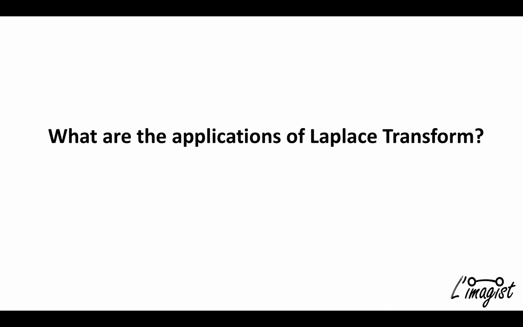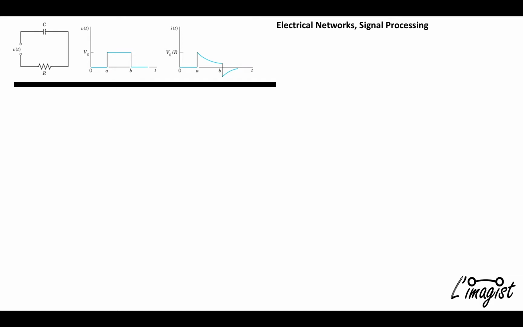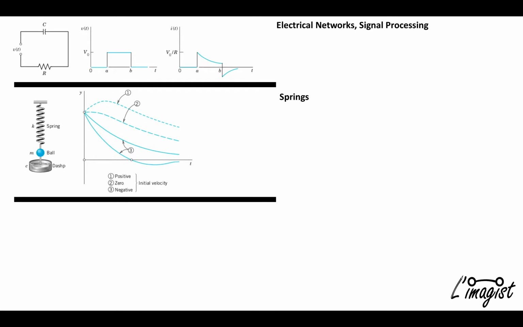And then you might be thinking, what are the applications of Laplace transform? One of them is electrical networks. So for example, if you have the voltage input of a circuit and you want to find out what the current is, you can definitely use Laplace transform. Similarly for signal processing. In addition, like what we mentioned, a spring mass damper system, we can also use Laplace transform to help us find out the response of the spring over time.